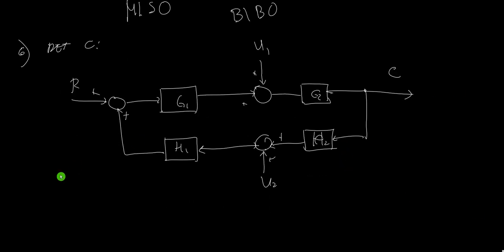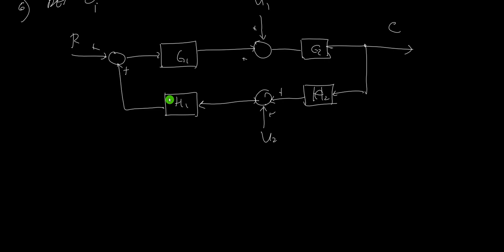So how do we do that? Again, for the transfer or superposition theorem, we need to remove first all the other inputs except one. So we can start with R. You remove U1 and U2. If you remove U1 and U2, the only signal going through the summing point is this signal here. So this one plus this 0 will be equal to this one. So we can just remove the summing point and make it a straight line.